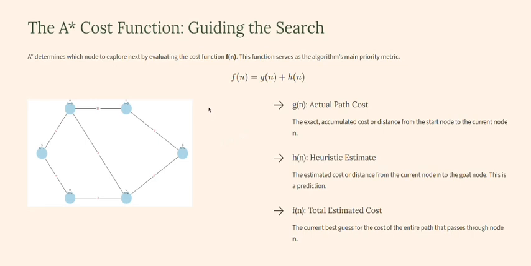Here is a demo of how we can find the cost, where the formula is f of n is equal to g of n plus h of n, where g of n is the actual path cost, which we can choose. In the diagram, the numbers 1, 12, 3, 7, 2, 5 mentioned in red are the actual path cost, and h of n is the heuristic estimate, as mentioned in the notes, and f of n is the total estimated cost. We are just calculating it.